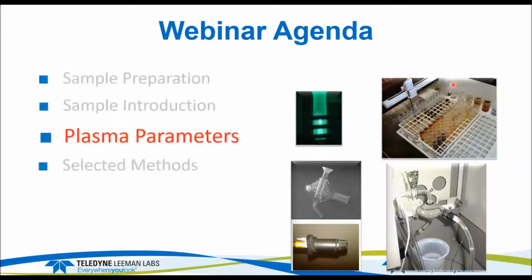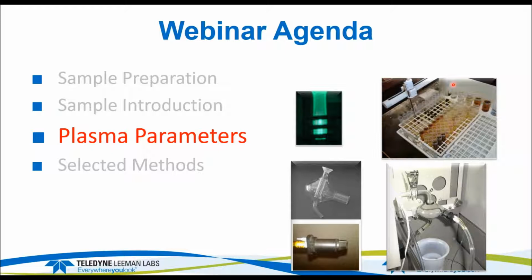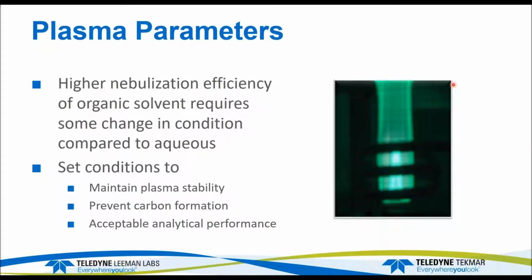Okay, next we'll talk about plasma parameters, and this is one of the important things when you do an organic analysis. If you go from aqueous to kerosene, it's not that big a deal. You can run kerosene pretty much under the same conditions you run water. You don't want to, but you can. So it's not as tricky. Some of the other more volatile solvents can be a little bit tricky.